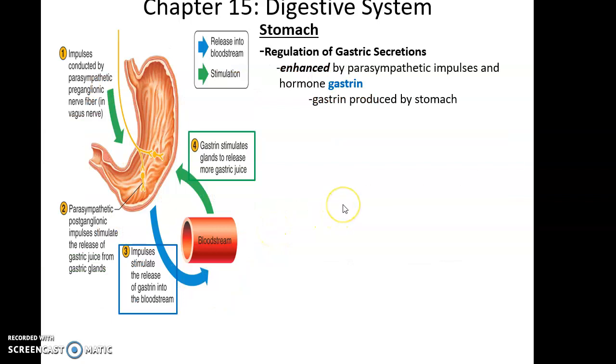All right, regulation of the gastric secretions. Well, to start with, it is enhanced by the parasympathetic division of the autonomic nervous system and also by the hormone gastrin. So the stomach actually produces the hormone gastrin. Hormone will go into the bloodstream and be back in the stomach. And then the gastrin will stimulate the activities of the stomach. So parasympathetic impulses, nerve impulses, and the hormone gastrin stimulate the secretions and activity of the stomach.